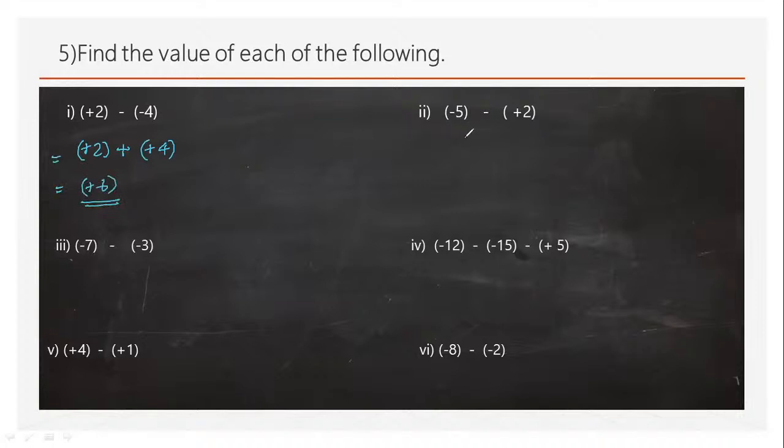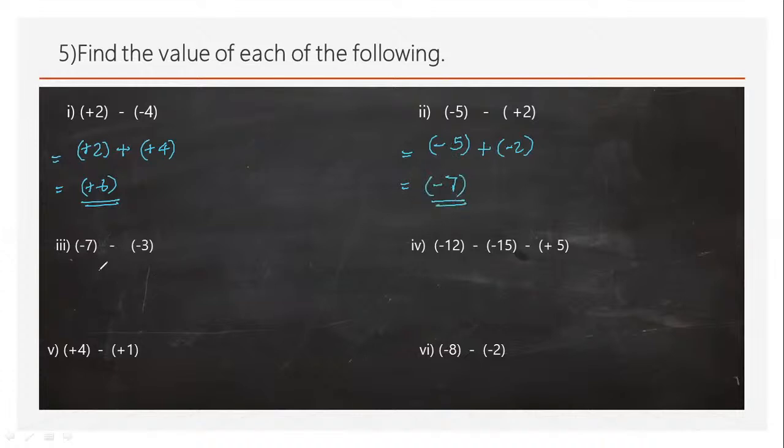Now here, minus 5, instead of negative, you can write positive and write the additive inverse of positive 2, that is negative 2. Then minus 5 plus minus 2. When same signs are added, we add the numbers and include the sign both numbers contain. Then the answer is 7. Both of them contain minus, so the answer is minus 7.